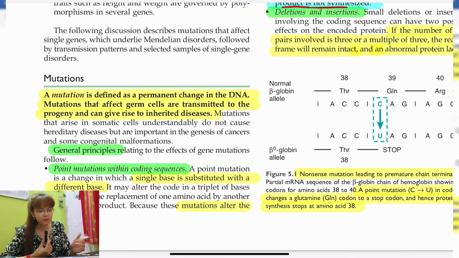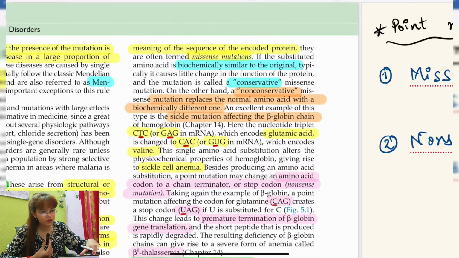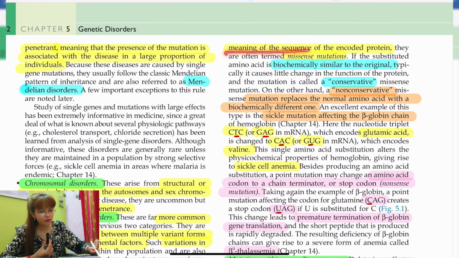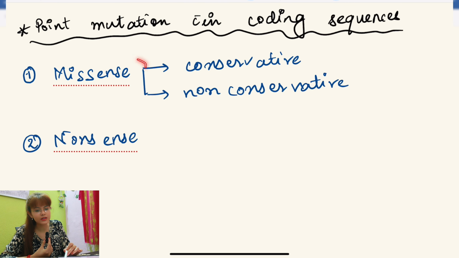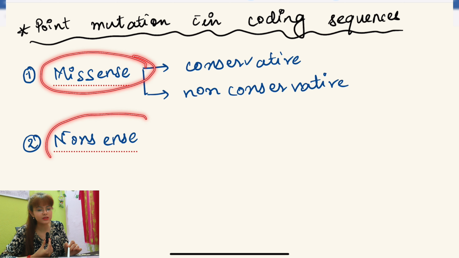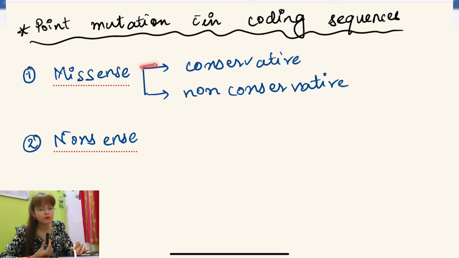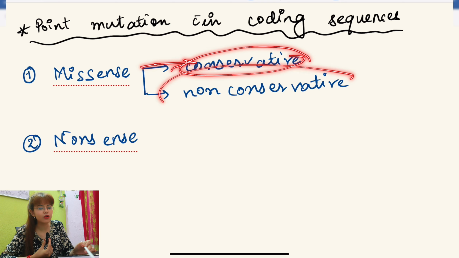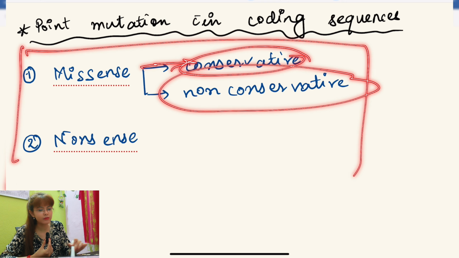Okay, now coming to this one by one, if you talk about the point mutations within the coding sequences, you see that a single base is substituted with a different base. Because these mutations alter the meaning of the sequence of the encoded protein, they are termed missense mutations. Now, this has a classification. Number one is the missense mutation. Number two is the nonsense mutation. In the missense mutations, again, you have the conservative and the non-conservative. This is just the outline of the point mutation.